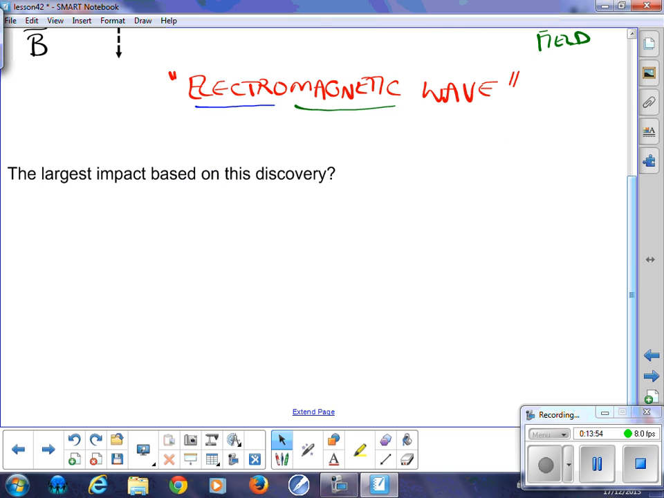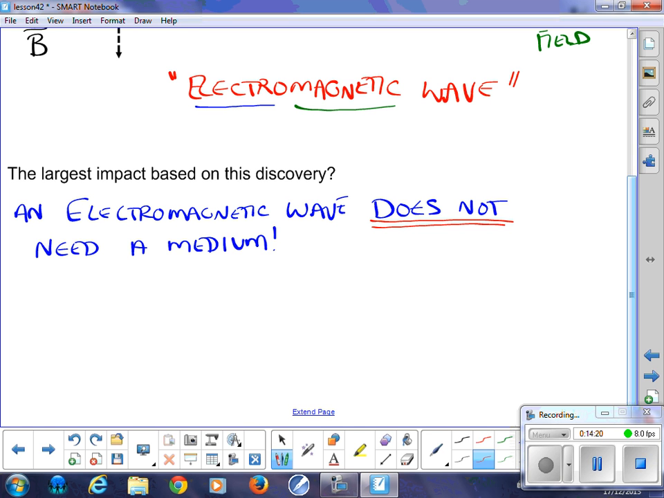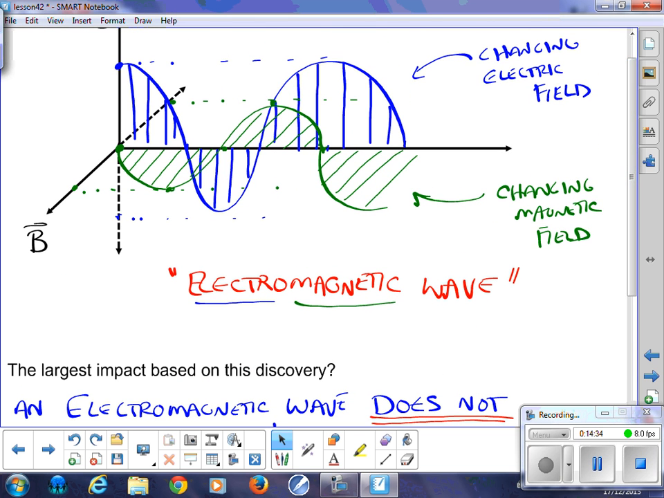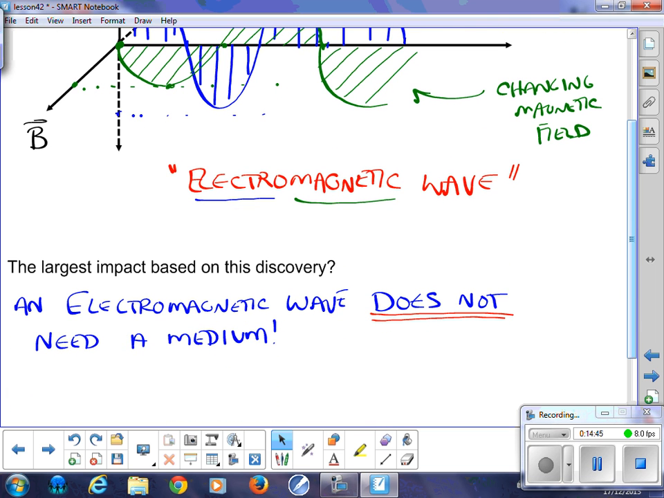So what is the biggest impact? Well, an electromagnetic wave does not need a medium. Huge implications here. Magnetic fields occur in the vacuum. They occur in space. Electric fields do not need an environment to exist. So with this electromagnetic wave, we now have a self-propagating wave of changing magnetic and electric field strengths. And it allows this wave to travel, the same as a sound wave did in grade 11, but without the use of a medium. So very, very important for us, especially in our upcoming unit.